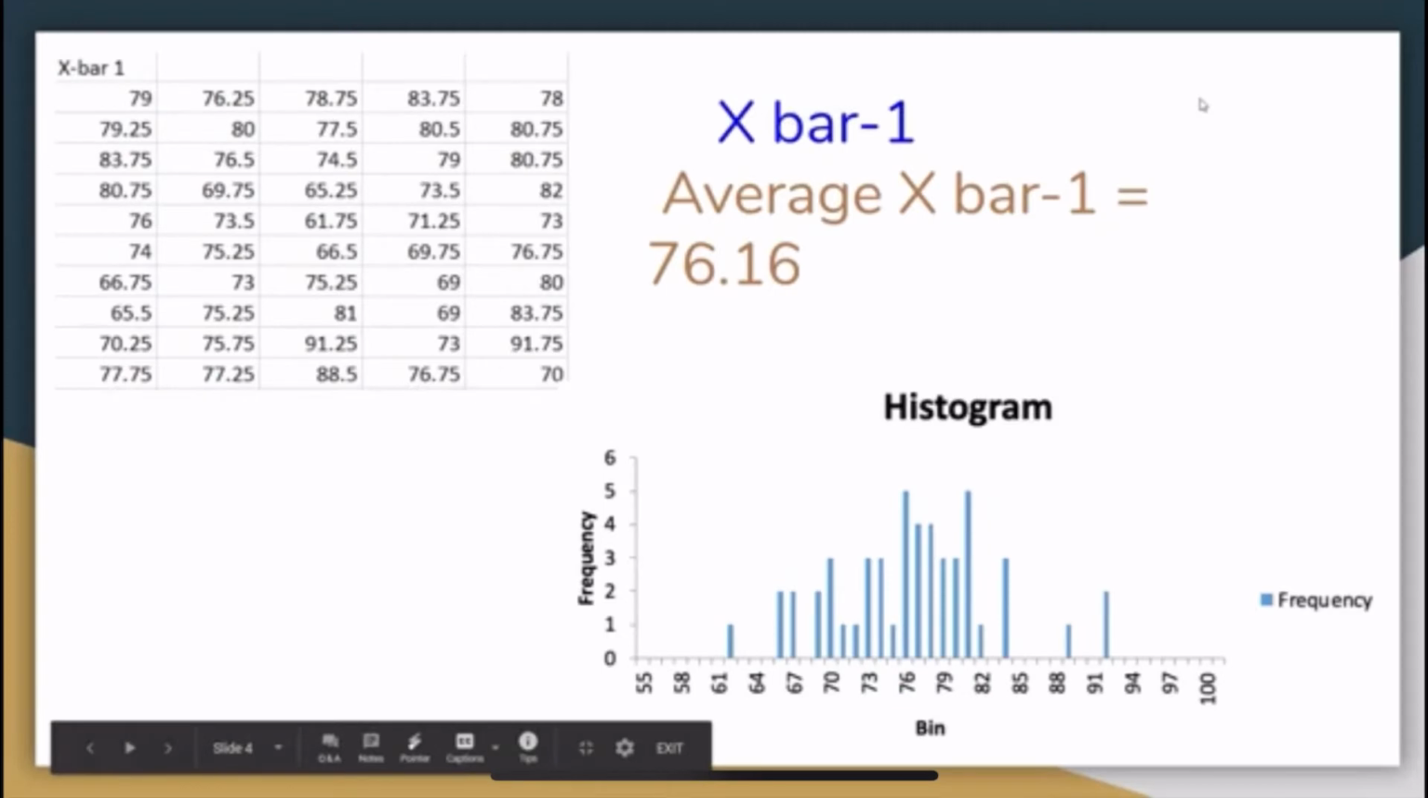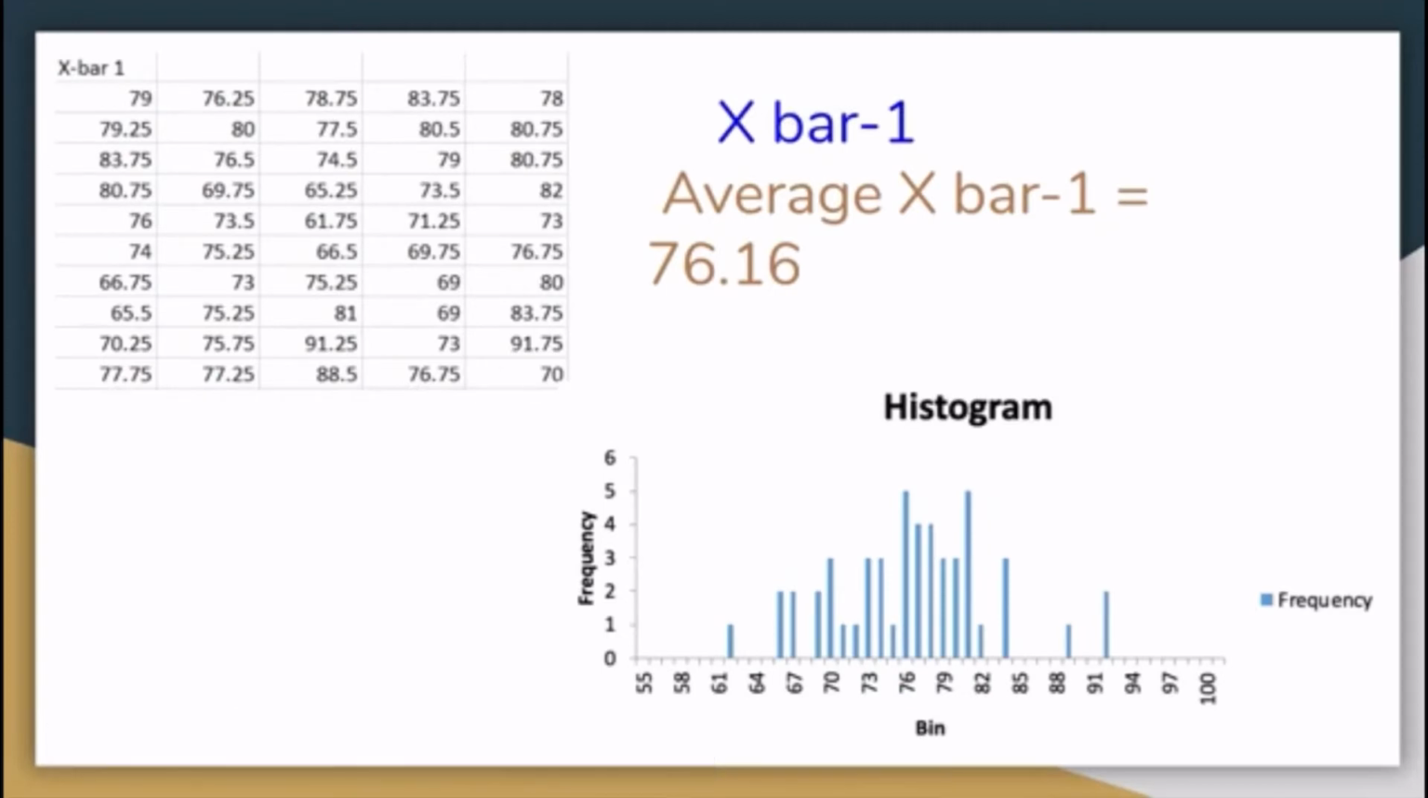Hi, so I'm here to talk about the first X-bar set we got. We used subsets of 4 from the original test score data to get these X-bar 1 values. As you can see, the average for the X-bar 1 values is 76.16, and the X-bar distribution is moving closer to the true mean compared to the last histogram.